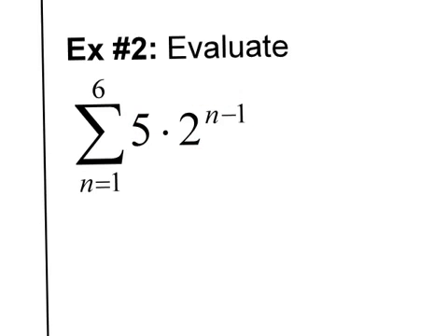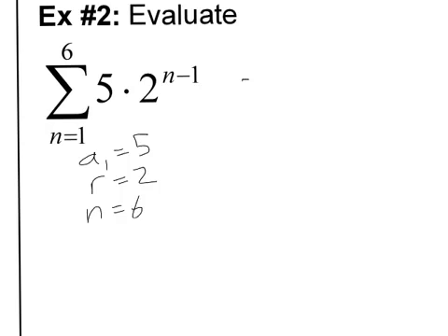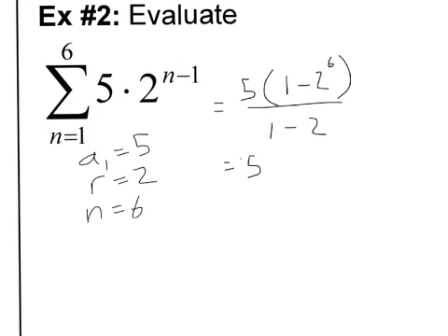Okay, so how could we evaluate this then? Well, the same idea. Let's just identify our three things. What's our a sub 1, what's our r, and what's our n? We know that we're starting at 1 and going to 6, so our n is 6, our r is 2, and our a sub 1 is 5. So just plug it into the equation. 5 times 1 minus the r value, 2 to the 6th power, all over 1 minus the r value. We already said that 2 to the 6 is 64, so this is going to be negative 63, because 1 minus 64 is negative 63, over negative 1.